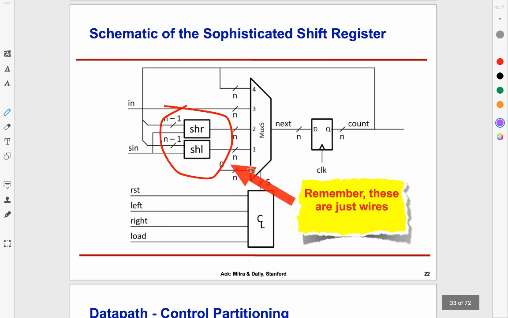So again, emphasis, these shift left by 1 and shift right by 1 are just rewiring of things. It's just how you draw the wires there.